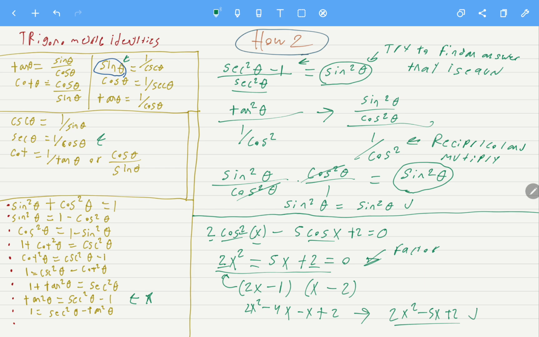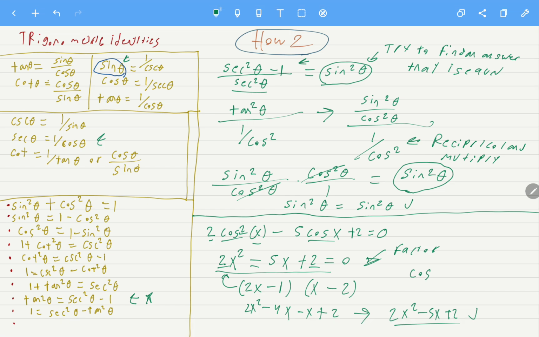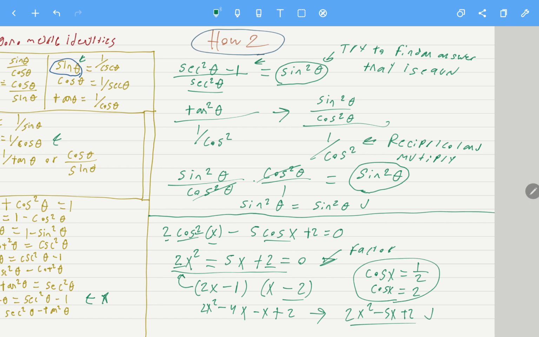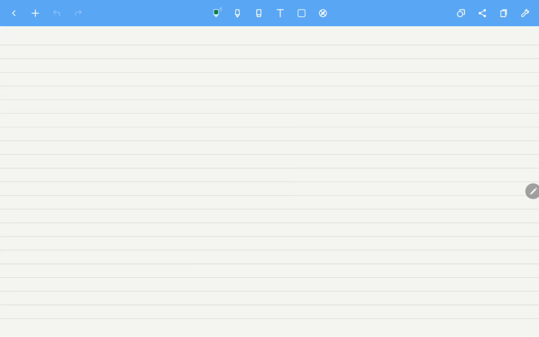So now essentially what we have is our answer. Cosine of x is equal to 1 over 2, and then cosine of x is also equal to 2. We have both answers right here. We go to the next page to hopefully solve more.